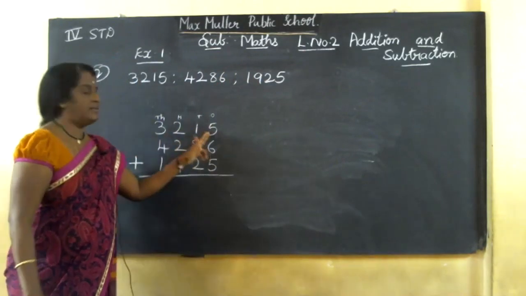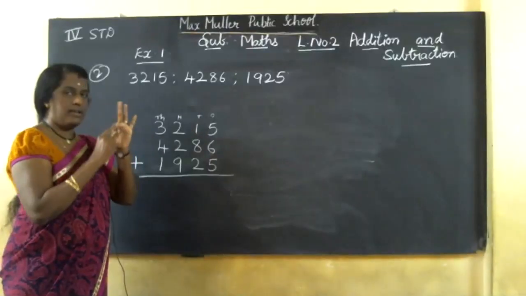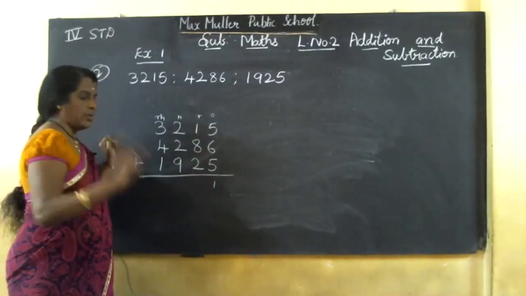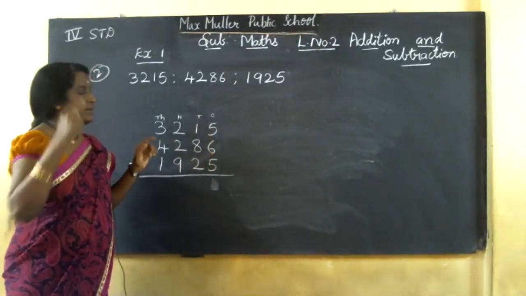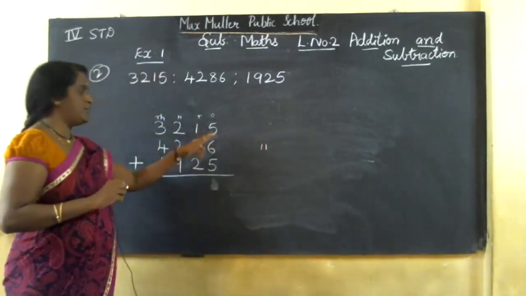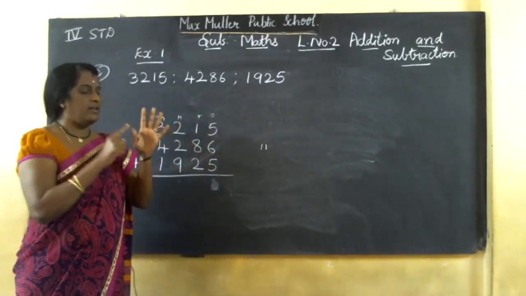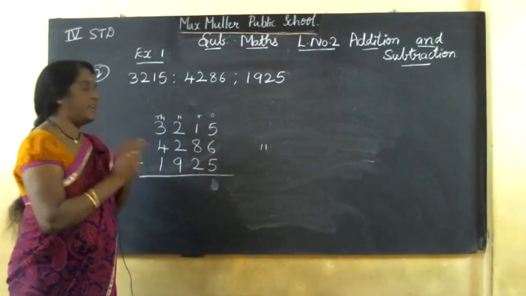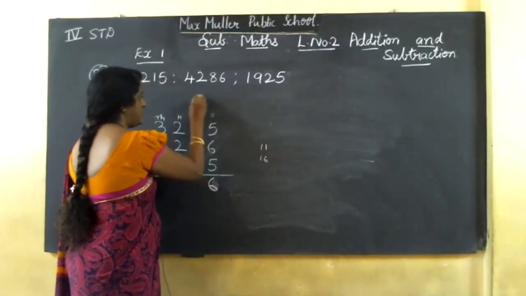So 5 in the mind, 6 on my finger. After 5: 6, 7, 8, 9, 10, 11. When you add this 2, it came 11. So 11 in the mind. See, you can write it over here. 11 in the mind, 5 on my finger. After 11: 12, 13, 14, 15, 16. So how much did it come? 16. 6, 1 carry.